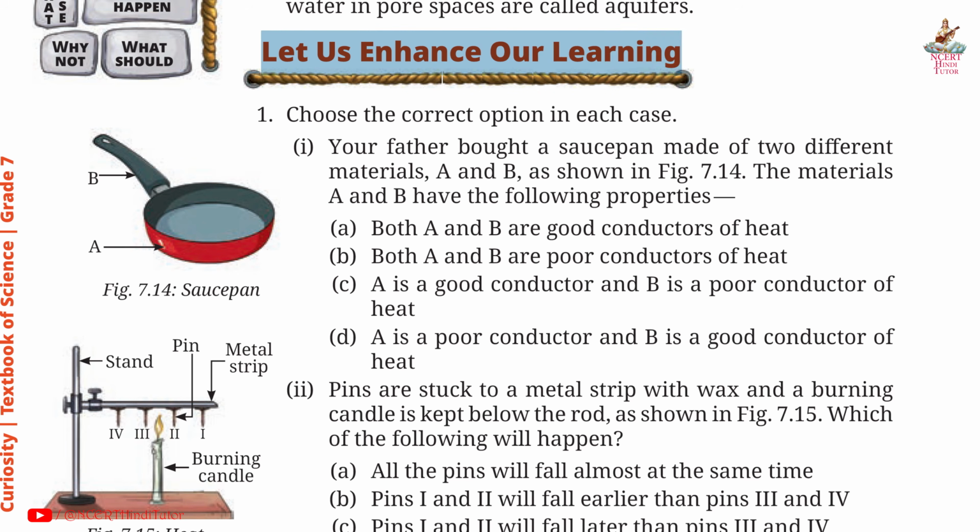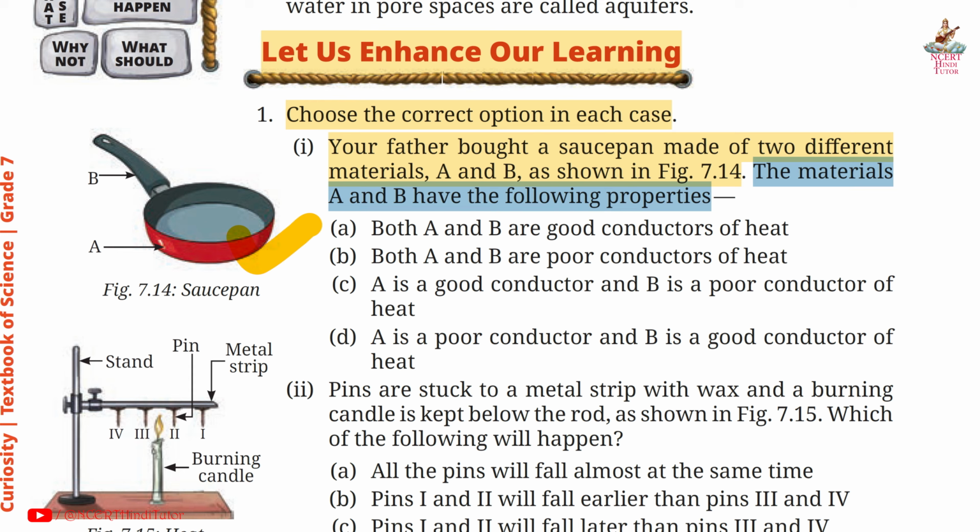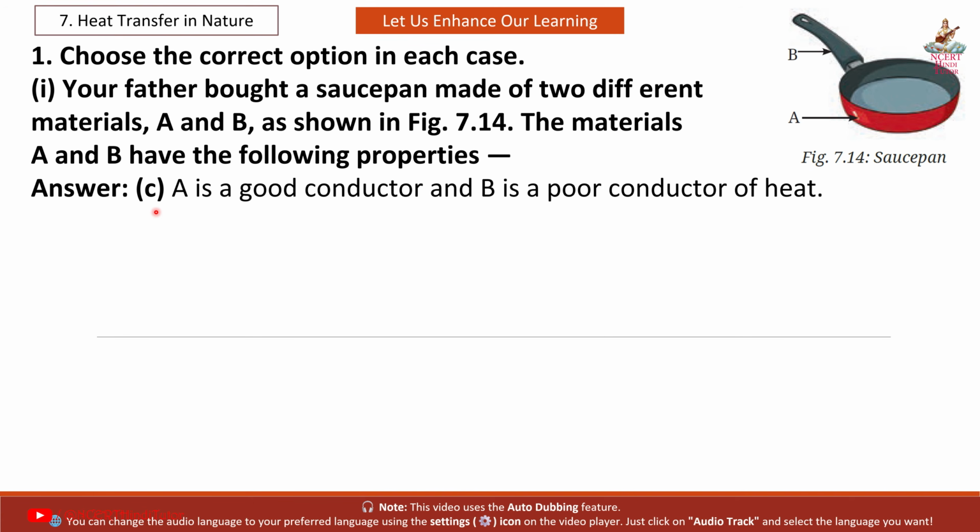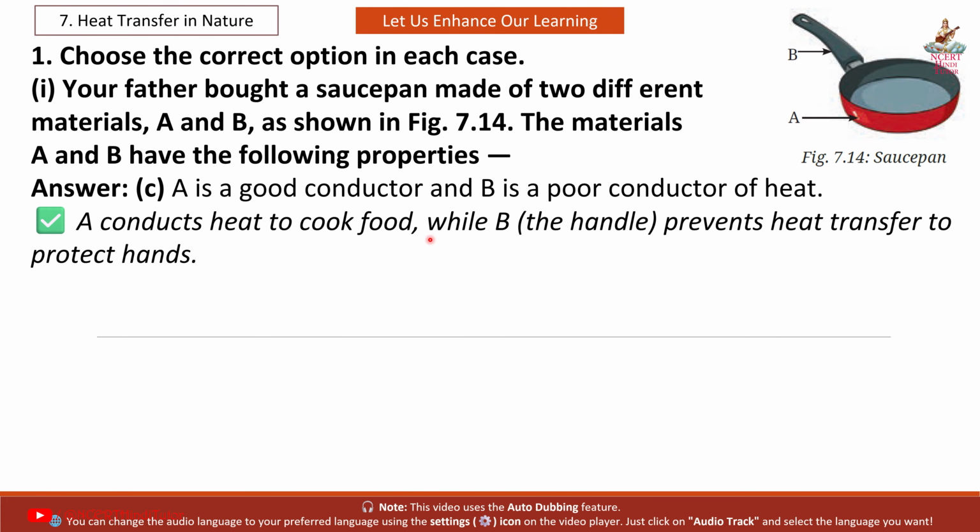Next, let us enhance our learning. Question 1. Choose the correct option in each case. First, your father bought a saucepan made of two different materials A and B, as shown in figure 7.14. The materials A and B have the following properties. Answer C: A is a good conductor and B is a poor conductor of heat. A conducts heat to cook food, while B, the handle, prevents heat transfer to protect hands.